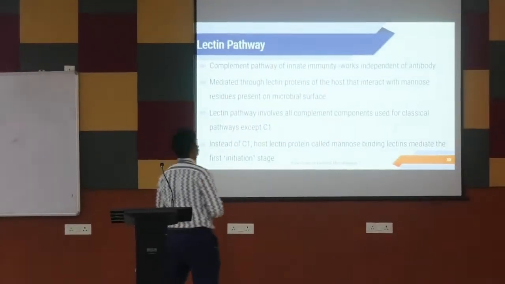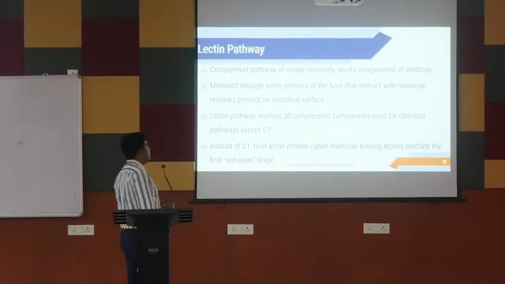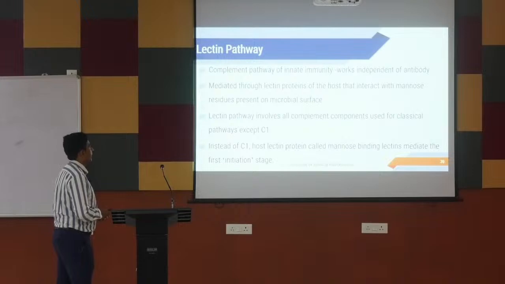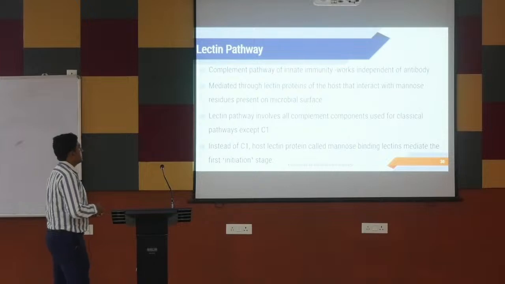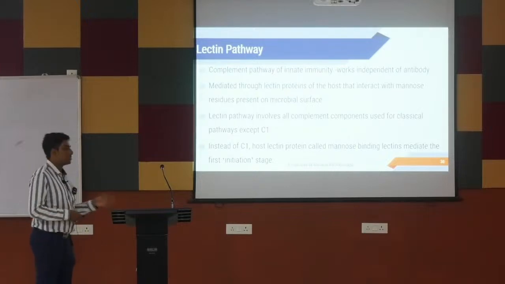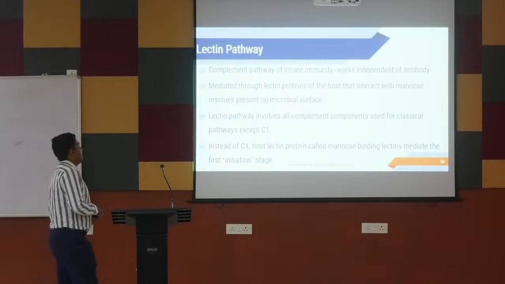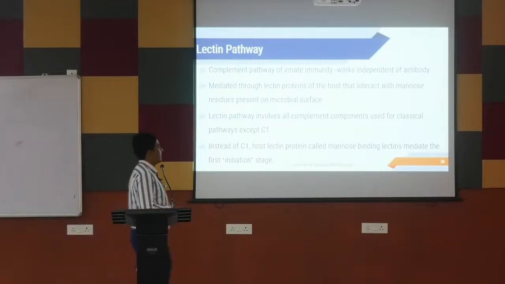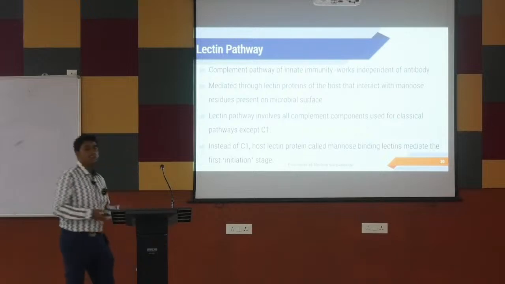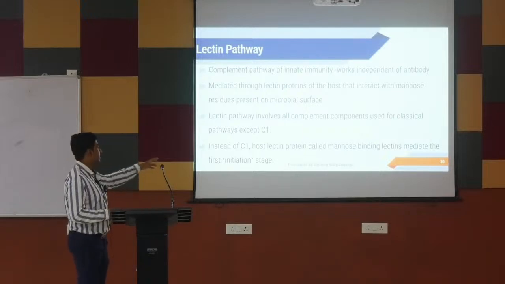The complement pathway of the innate immunity. This works independent of the antibody, mediated through lectin proteins of the host that interact with the mannose residues present on microbial surface. The lectin pathway involves all components except C1. Instead of C1, host lectin protein called mannose binding lectins mediate the first initiation stage. In place of C1, what is working there?